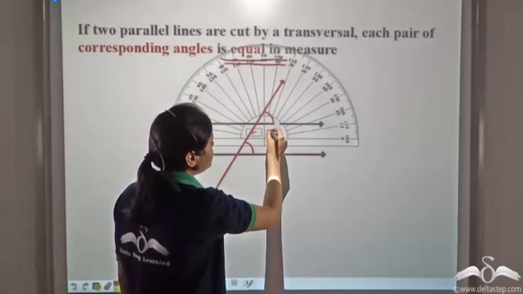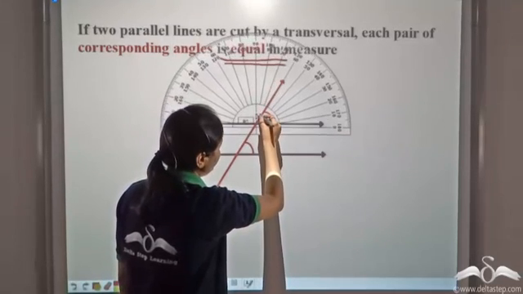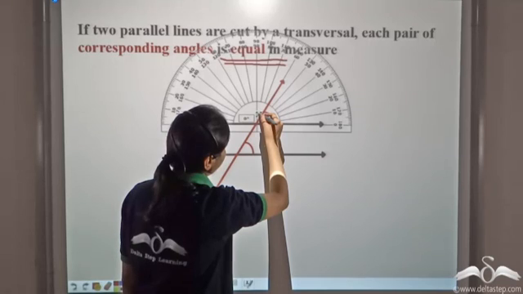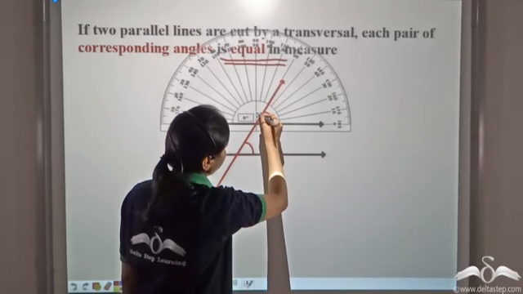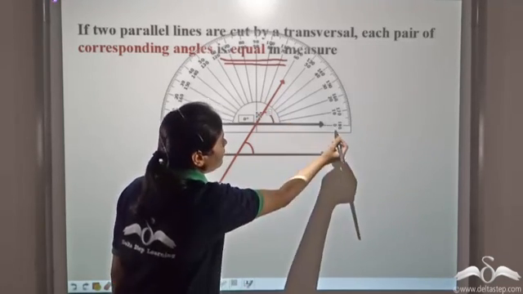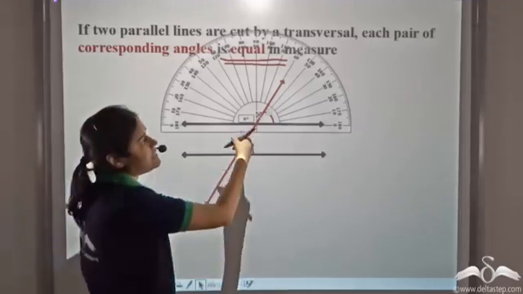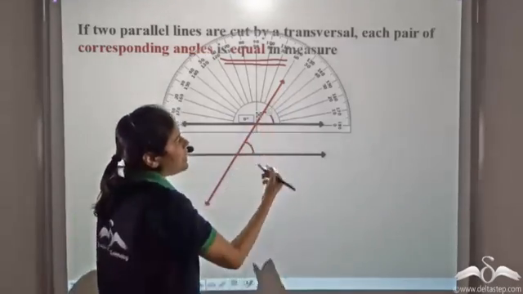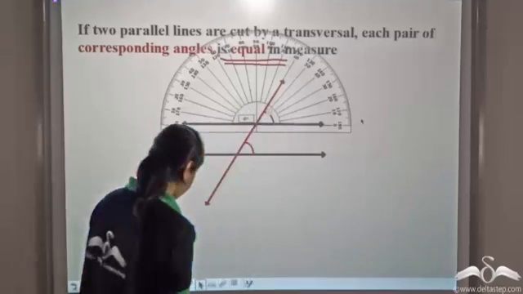So let's check for this angle using a protractor. So I place my protractor on the vertex of the angle with one arm coinciding with the 0. I see that the angle formed is 60 degrees. So this angle is 60 degrees.